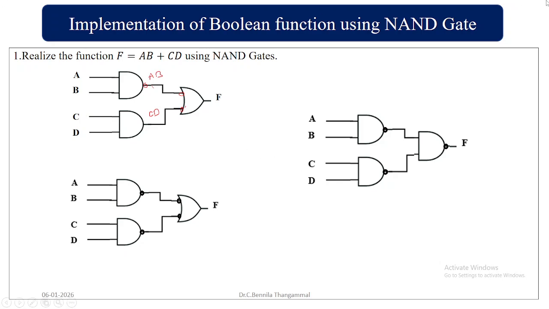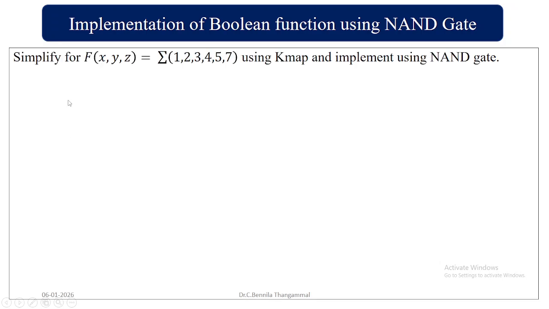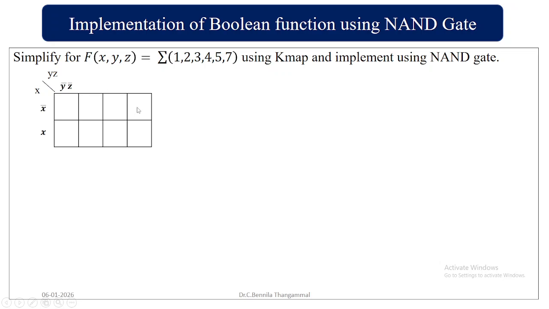We will be solving one more problem. Here they have given the Boolean expression in the question. Suppose instead we have to simplify F of x, y, z equal to a summation of minterms using a K-map and implement it using NAND gates. If so, you have to find the expression using the K-map. This is going to be a 3 variable K-map with x, y, z and then x bar, y bar z bar, y bar z, y z, y z bar.